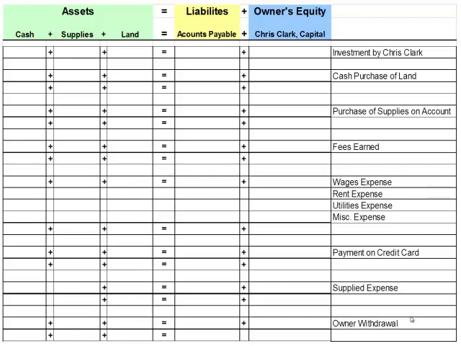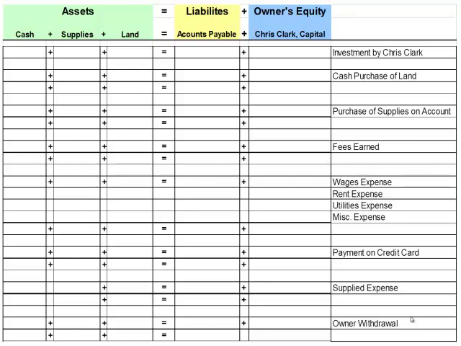So notice at the top we've got assets, liabilities. Assets equals liabilities plus equity. That's the accounting equation that we learned last class. Under assets, we've got 3 accounts: cash, supplies, and land. And those are the only 3 assets for this company, this business.